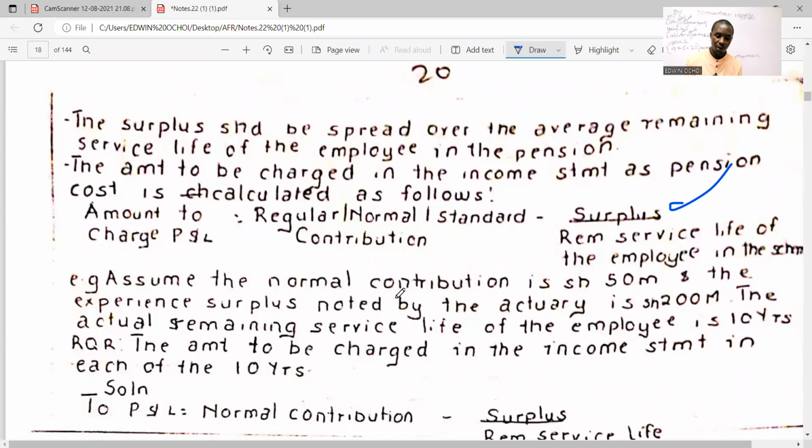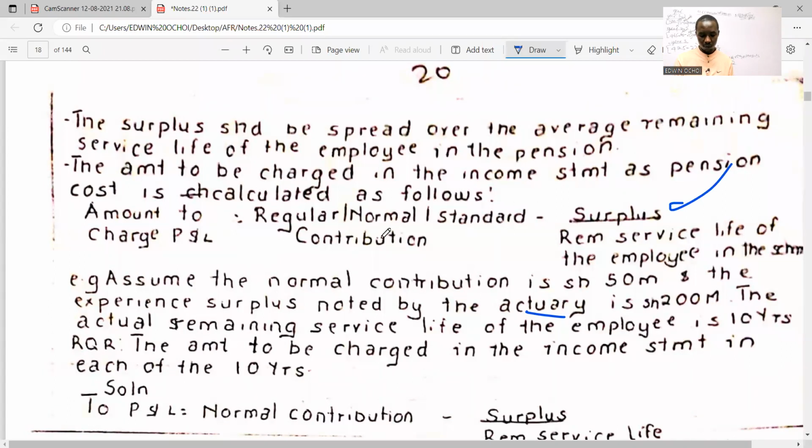Assume the normal contribution is 50 and the experience surplus given by the actuary is 200 million. Remember, some of the people who work in these pension schemes have done actuarial science. The actual remaining service life of the employee is 10 years. So what is the amount to be charged in the income statement in each of the 10 years?